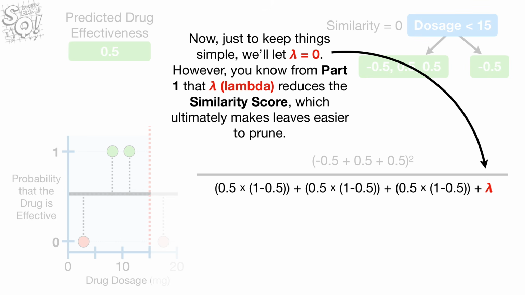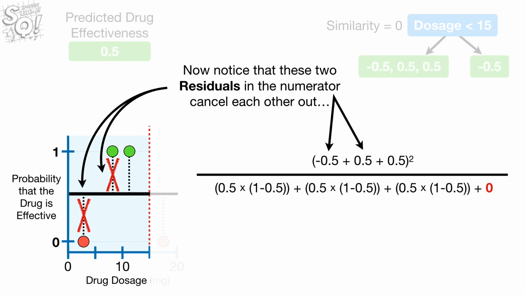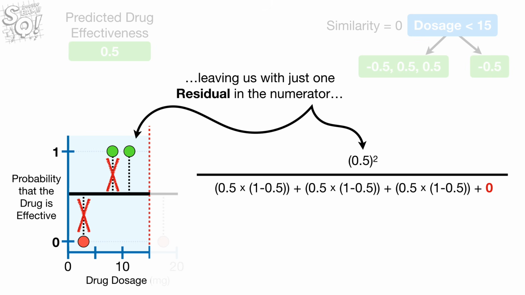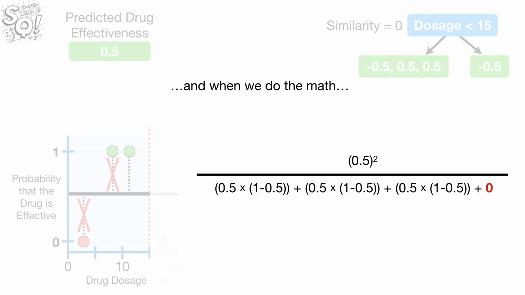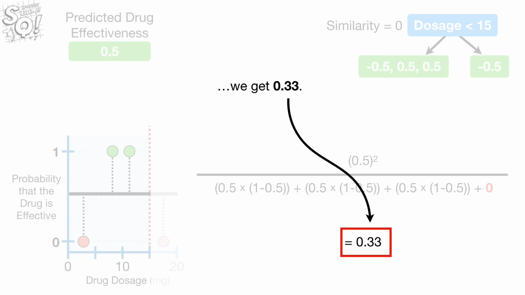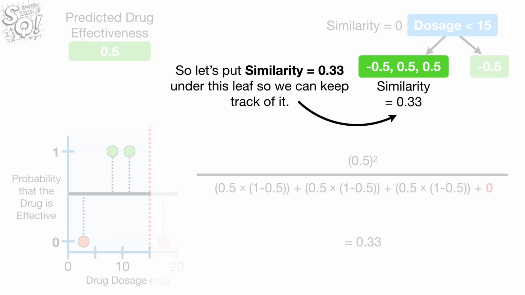Now, just to keep things simple, we'll let lambda equal 0. However, you know from part 1 that lambda reduces the similarity score, which ultimately makes leaves easier to prune. Now, notice that these two residuals in the numerator cancel each other out, leaving us with just one residual in the numerator. And when we do the math, we get 0.33. So let's put similarity equals 0.33 under this leaf so we can keep track of it.